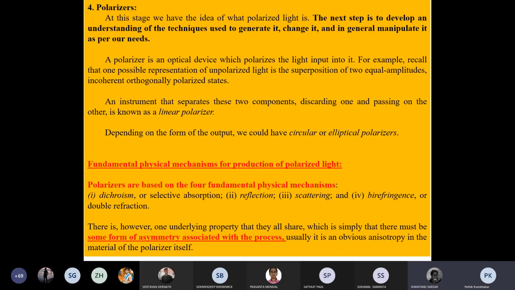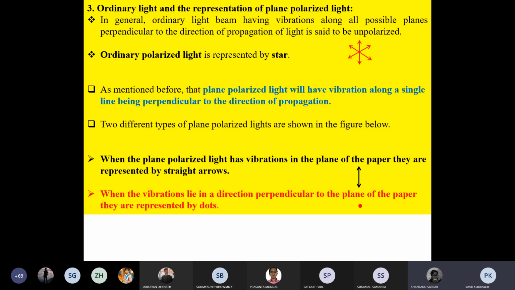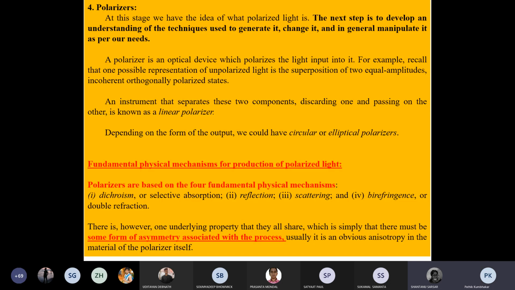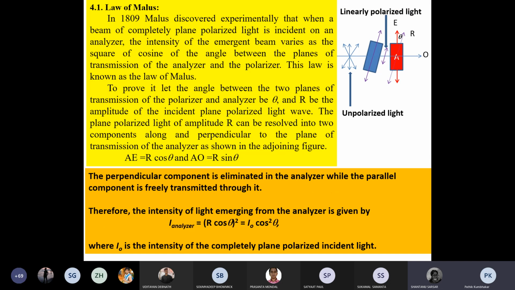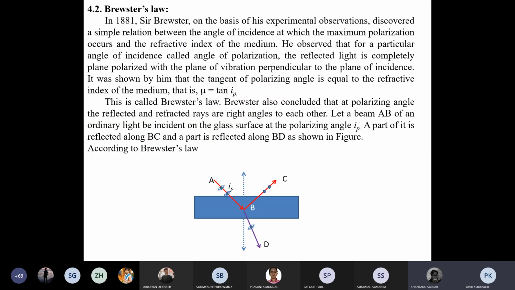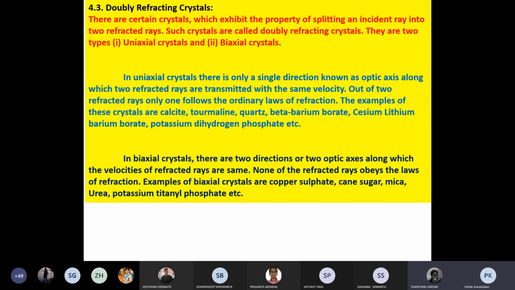So today, basically, we have discussed what ordinary light is, how to represent ordinary light, how to represent polarized light, and what a polarizer is, what it does, and how it works, what the fundamental mechanisms are. We discussed the law of Malus and the phenomenon of reflection by which you can produce polarized light, and we also discussed the double refraction phenomenon and gave some examples. So that's all for today.